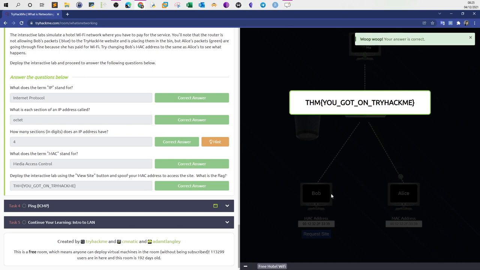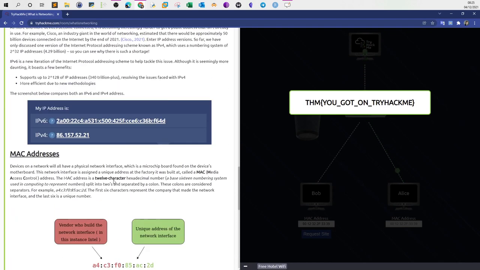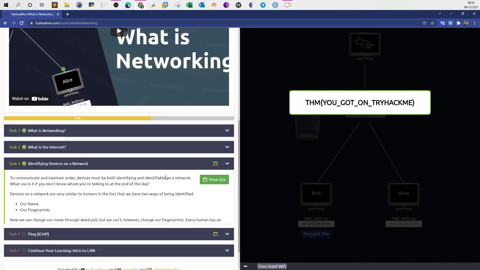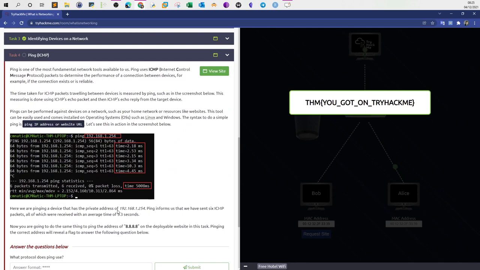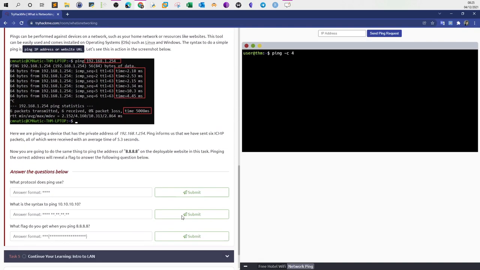And actually, there are several tools to perform MAC spoofing. But you can always counter MAC spoofing with several methods. We're not going to talk about that. It's too advanced for the tutorial. Now, ping. So we have also an interactive tutorial here. Let's view the site. So ping now.